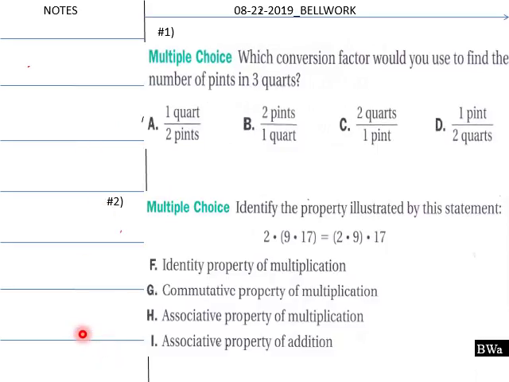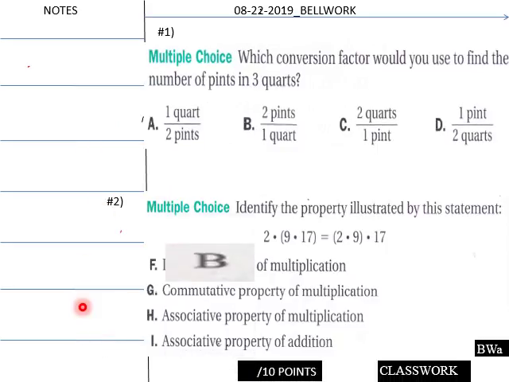Okay, welcome back. Our solution for our bell work today is B, 2 pints for 1 quart. Which conversion factor would you find for a number of pints in quarts? The desired quantity would be pints, so that's always in our numerator, over quarts. This one over here, 1 pint over 2 quarts, is for 3 quarts, so we need a single quart in our denominator here, per 1 quart.